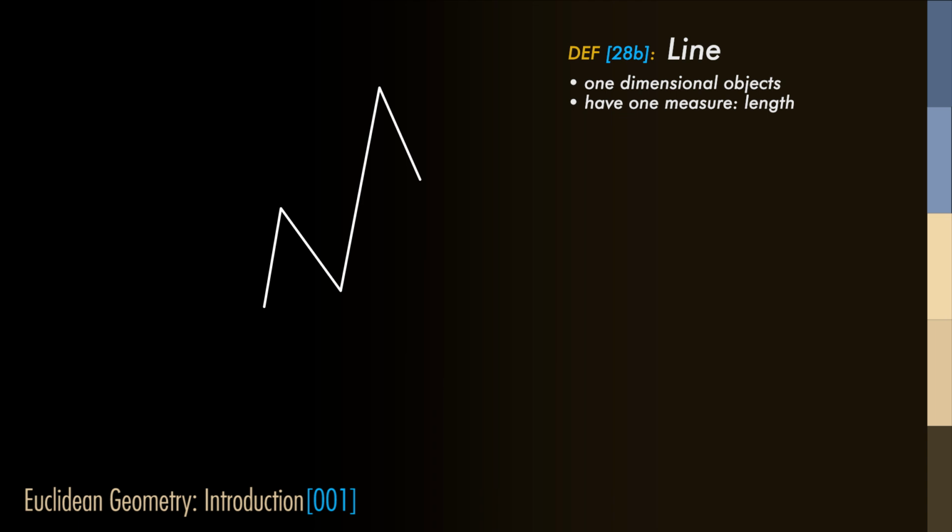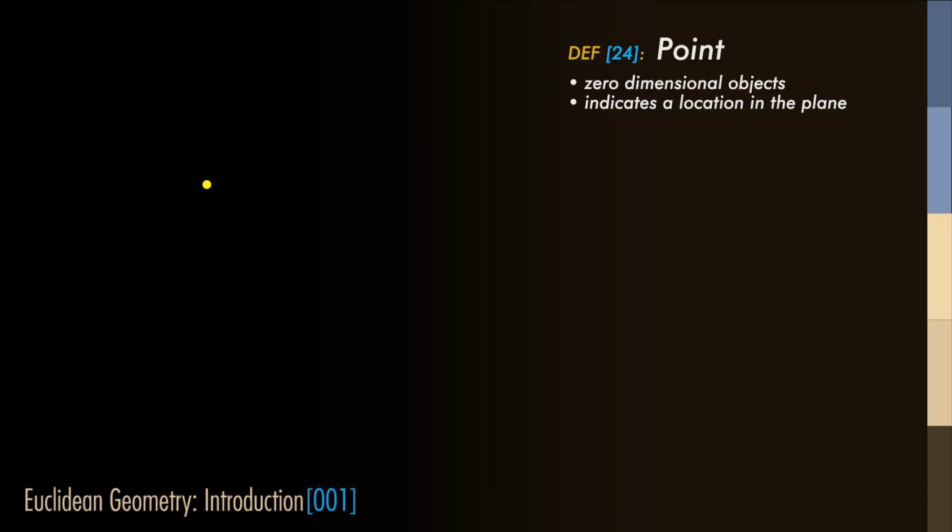Euclid called a line something with length, but without breadth. A point is an object that has no dimension and no measure. It is in fact the notion of a location in Euclidean space.